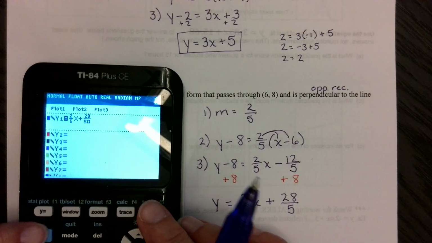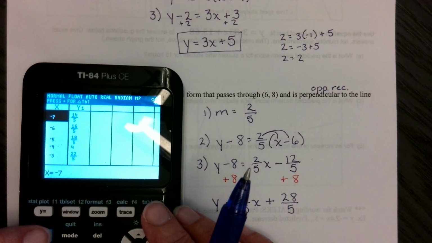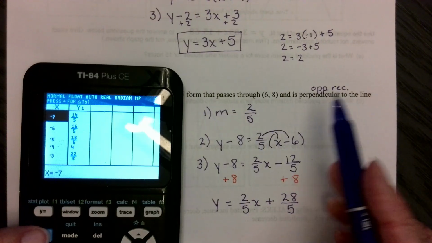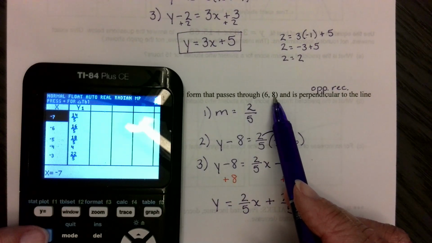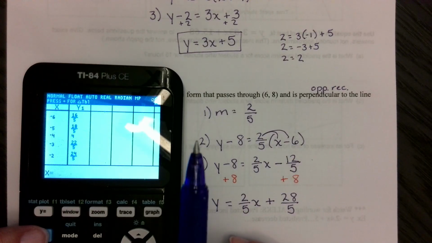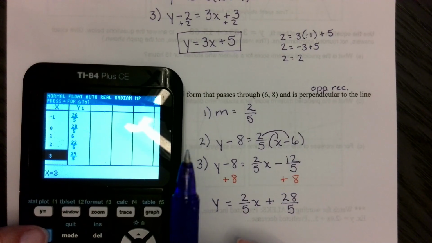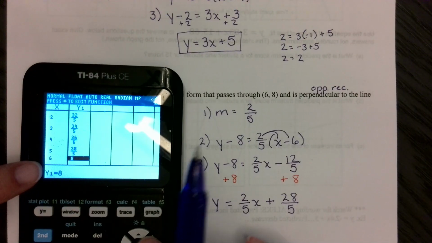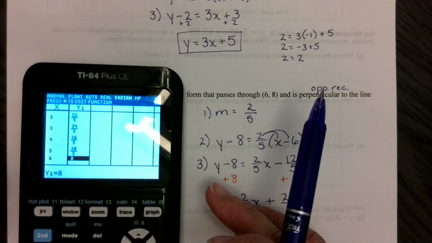Okay. I'm going to hit my table. So I'm going to go to second table. And I need to see, is 6, 8 in there? So I got negatives here, so I got to go to my positive 6. And there it is, 6, 8. So I know that's right.